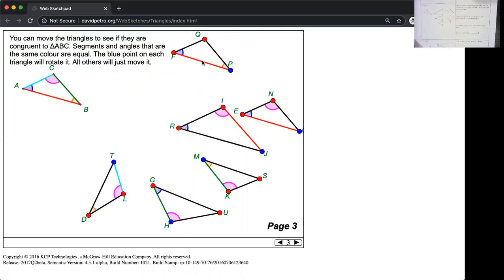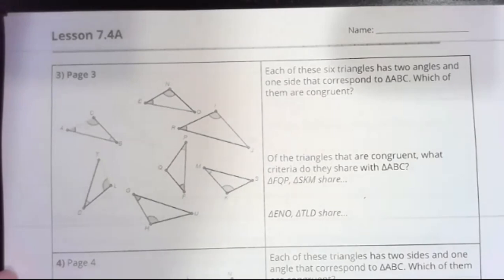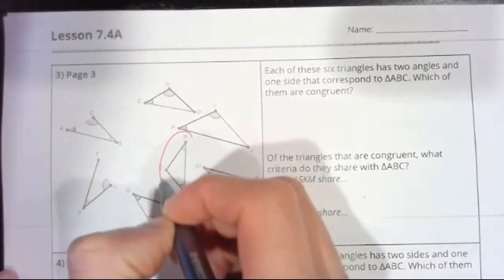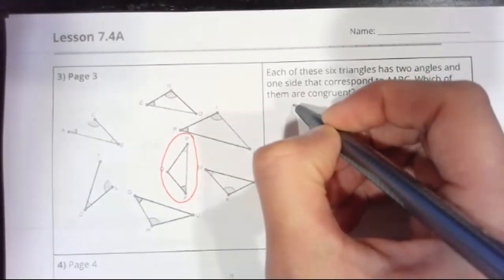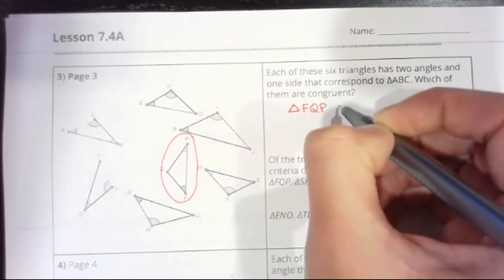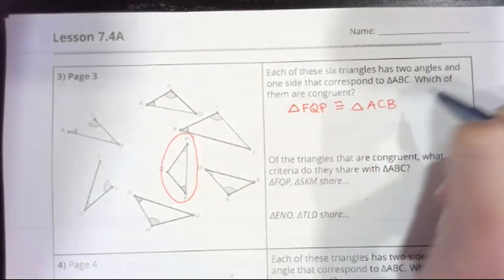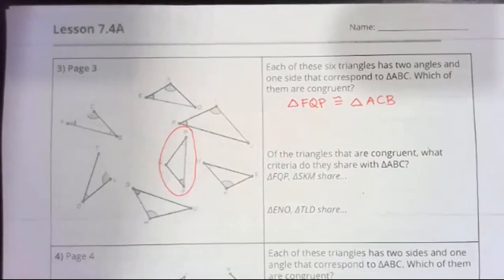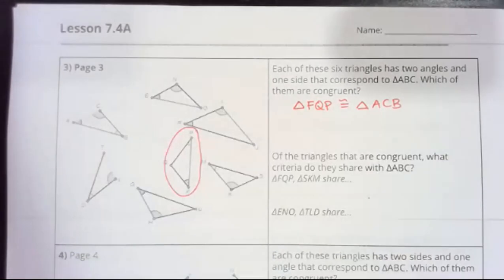Okay, and then I can fill out the first part of the question on the worksheet. So we concluded that FQP is congruent to ABC. So I can say that's triangle FQP is congruent to triangle ACB. And then I'm going to continue that process for the remaining triangles.